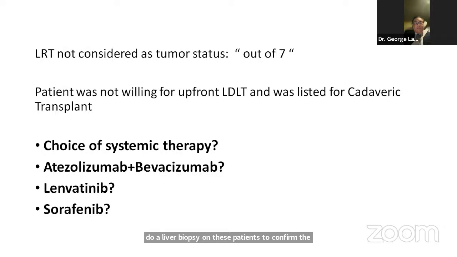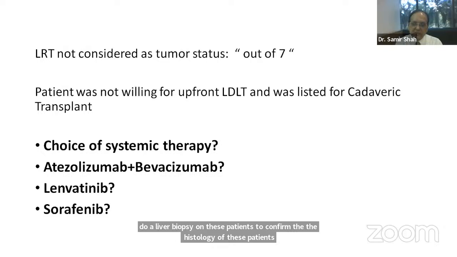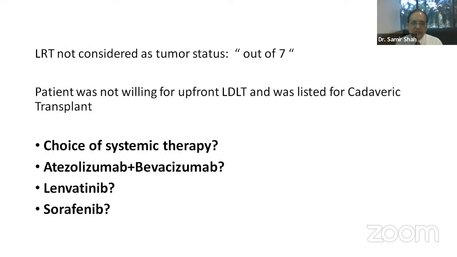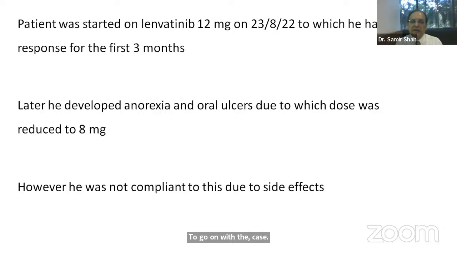Sure. Our imaging was quite convincing, so we did not go ahead with any other differential. To go on with the case, we started him on lenvatinib, weight-based, 12 milligrams. This was last year on the 23rd of August. Initially, he had a good response for the first 3 months. Later on, he developed anorexia and oral ulcers, and the dose was reduced to 8 milligrams.